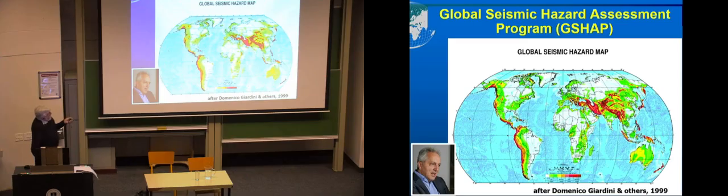But before we go there, I just want to also refer to this. That's one way of representing the seismotectonics of Africa. Here is what we call a global seismic hazard map. The person who compiled this is on the lower left there. That's Domenico Giardini. He's a Swiss seismologist.